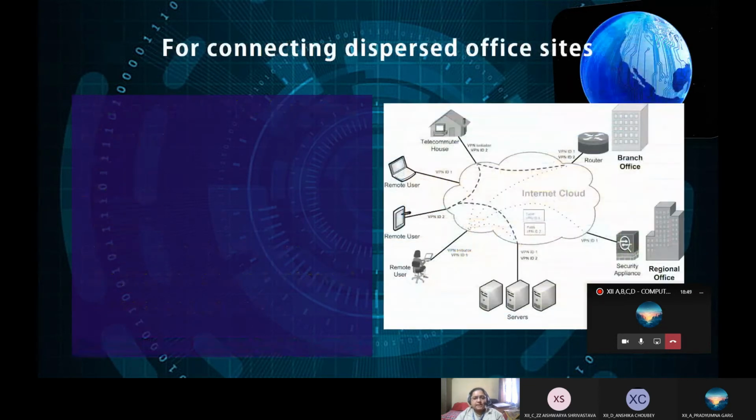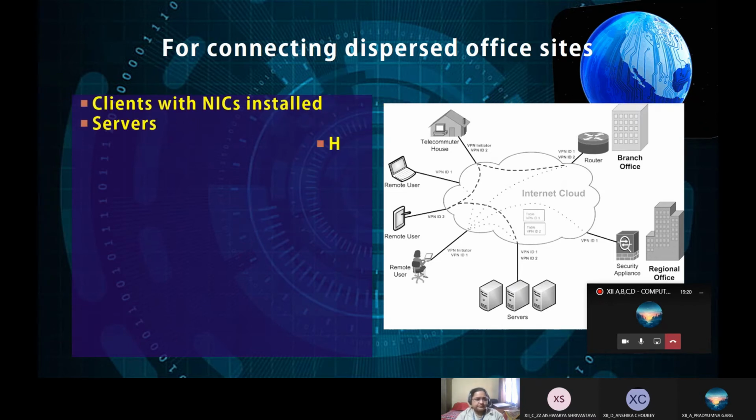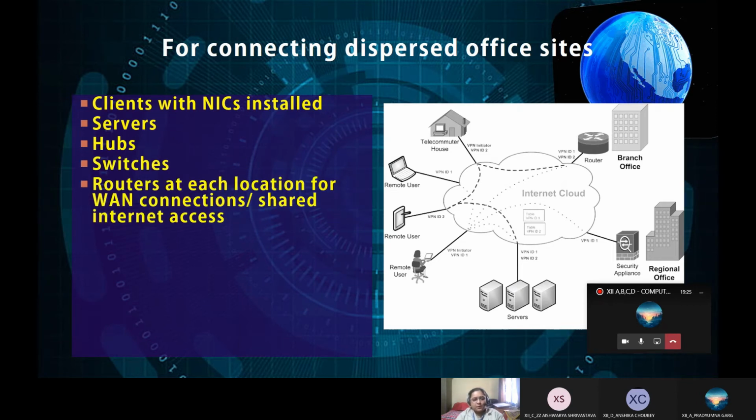Next is connecting dispersed office sites. So far it was a small network within a particular office, but now if there are multiple branches of a company, you will come across case studies where you will have to connect dispersed offices, like one office branch is in Mumbai, another one is in Delhi. So now this is coming under what? WAN. So what are we going to use there? Again, the usual: client, server, hub, switches, routers at each location for WAN connection.